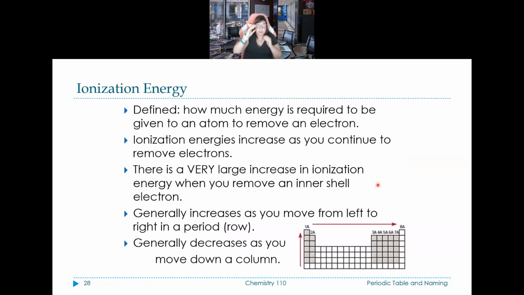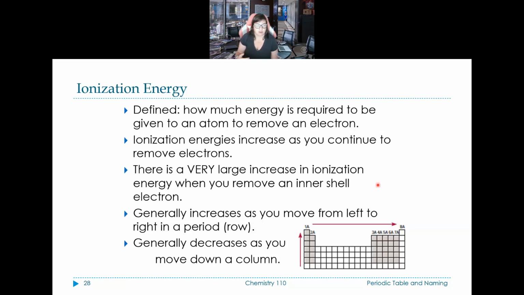We can talk about ionization energy. Now, what is an ionization energy? It's how much energy is required to be given to an atom to pull an electron off of it. So if I want to take an electron away, then I have to put in energy to break that and pull it off. Ionization energies increase as you continue to remove electrons. So if I remove 1, that's 1 energy. If I remove 2, that's much higher. It's much harder to do once I've already taken 1. So ionization energies increase as you continue to remove electrons.